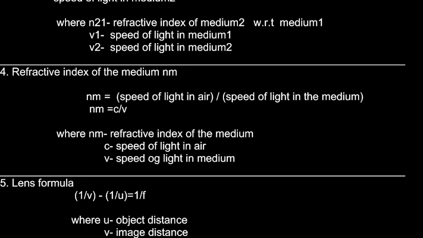Here, what is C? C is nothing but speed of light in air, and V is speed of light in the medium other than air. I made a mistake in typing, sorry. So the ratio C by V gives you the refractive index of the medium you are going to discuss other than air. If it is glass or liquid, whatever it is, that ratio gives you the refractive index of that medium.